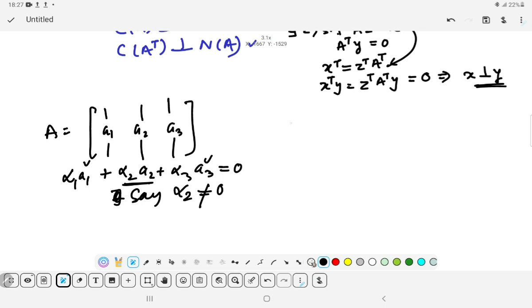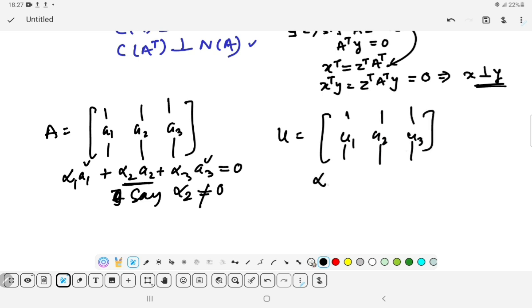Now if I perform the same analogy with U, say I am writing U as U1, U2, U3, and I again take the combination alpha 1 U1 plus alpha 2 U2 plus alpha 3 U3 equal to 0. See here also the same coefficient: if alpha 2 is not equal to 0, then by similar logic U2 can be represented as a linear combination of U1 and U3. So the point I am trying to make is, to find the basis of the column space of A, we can find the pivot columns in the echelon form of the matrix.